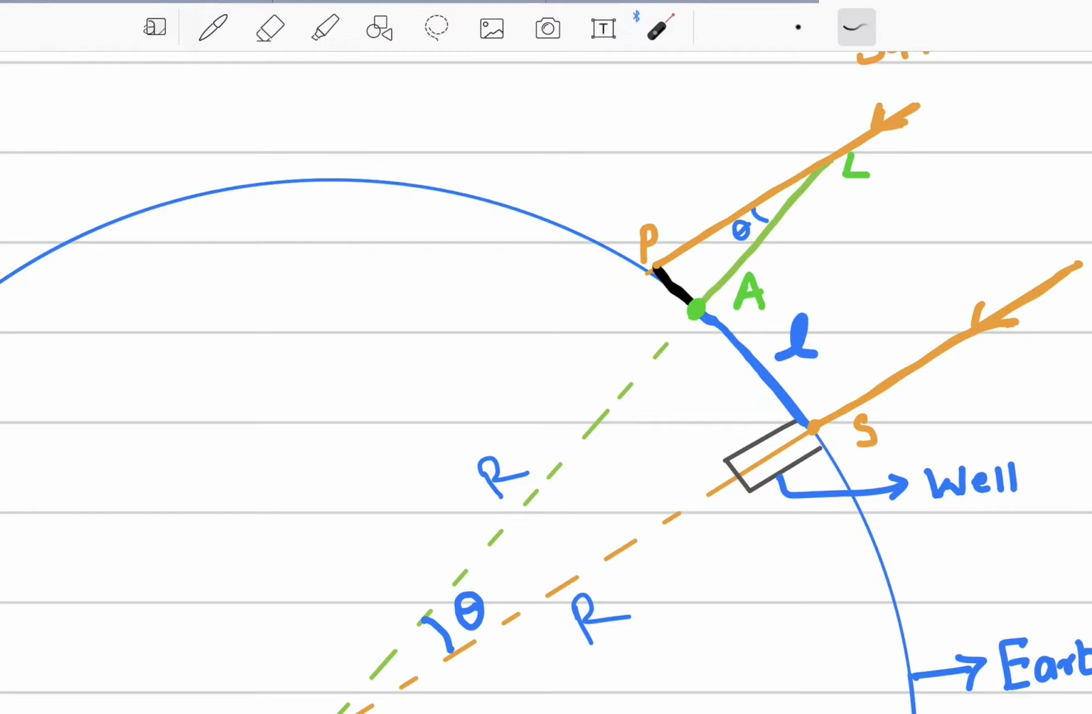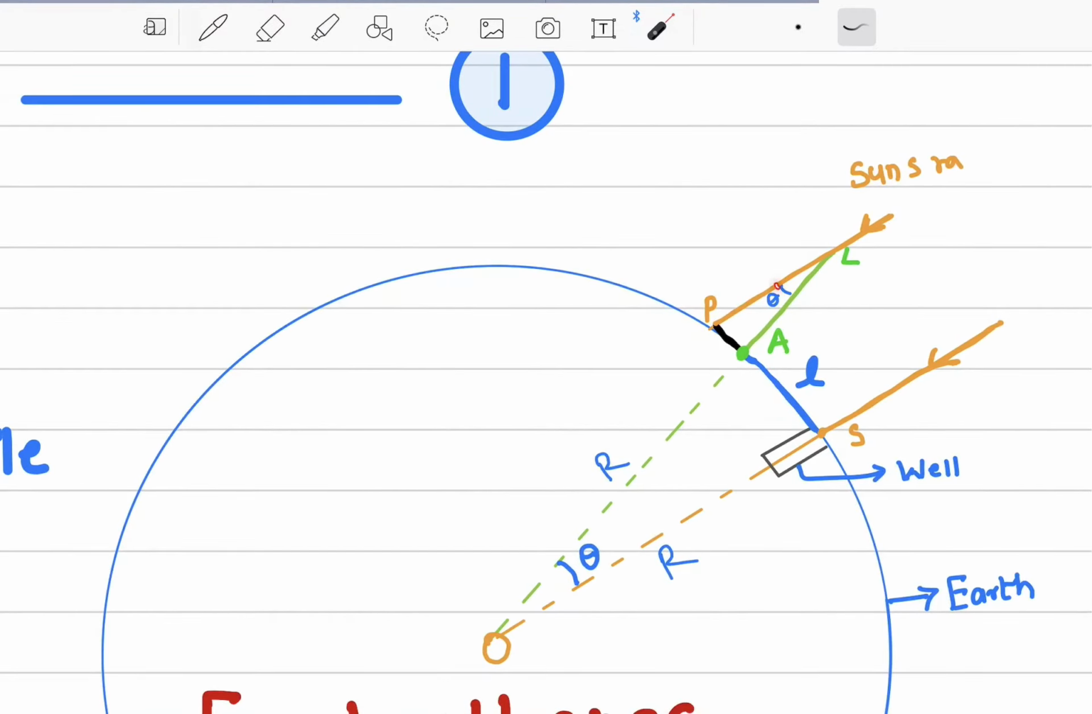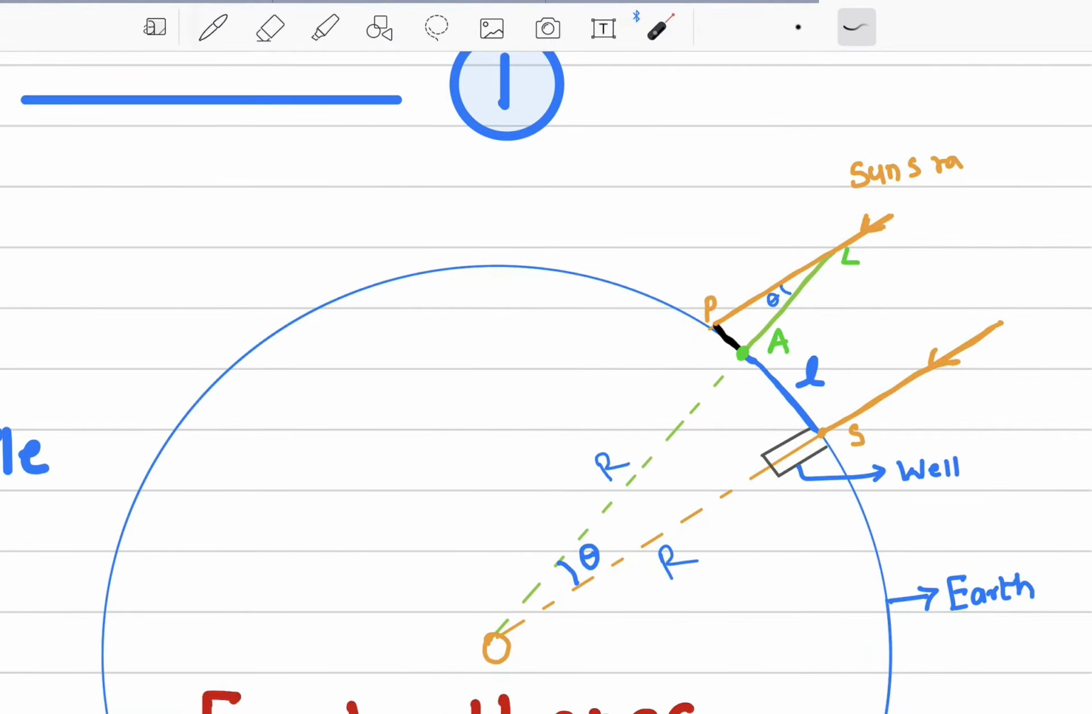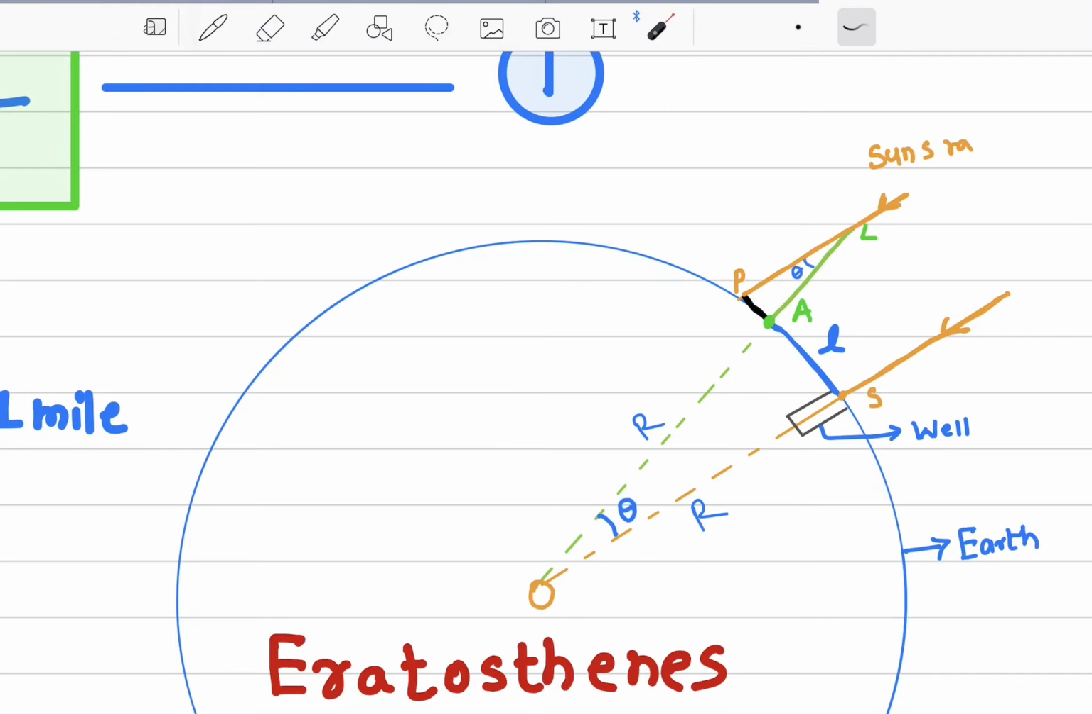At the time, this angle was 7.2 degrees. Now remember, this angle is exactly equal to this angle. How? Because these two are parallel light rays, so these two angles are alternate angles. Remember, the distance between Alexandria and Syene was 500 miles.